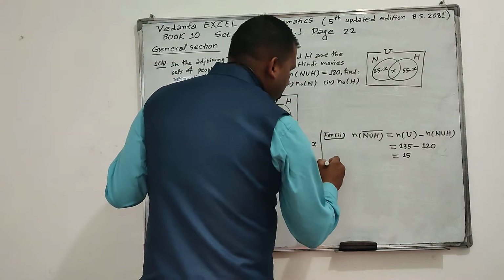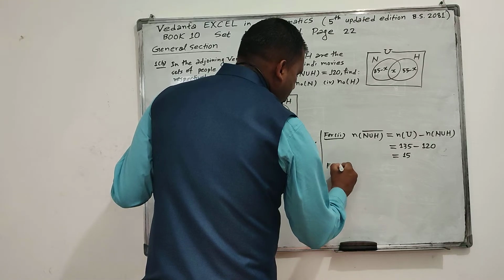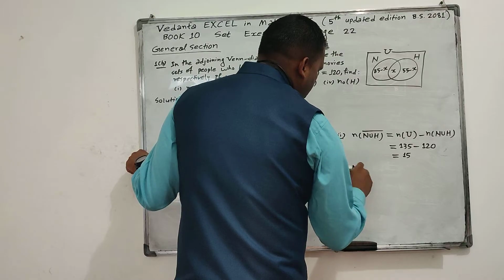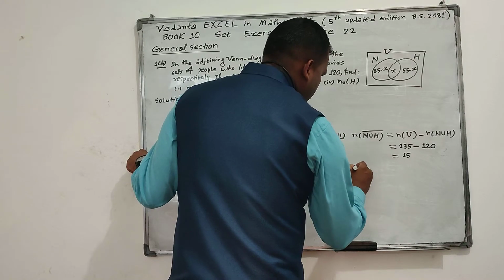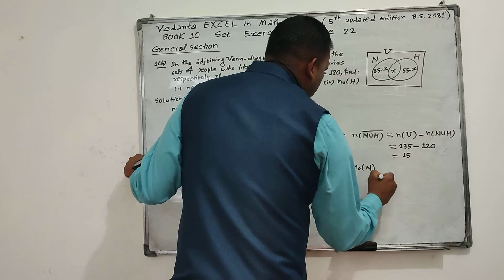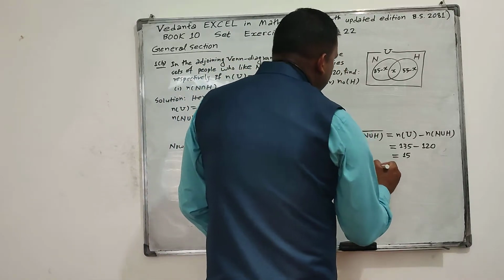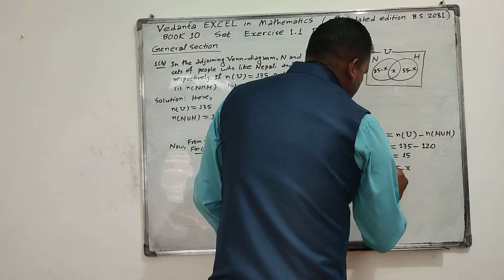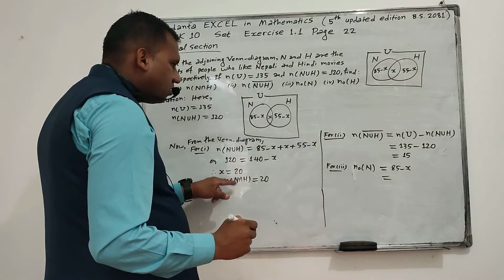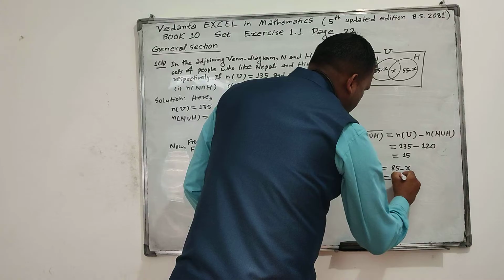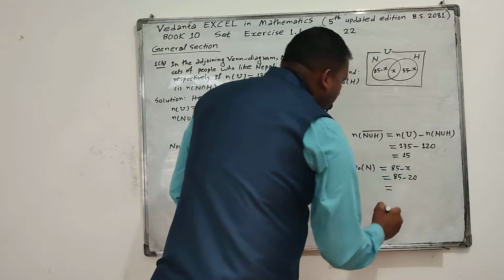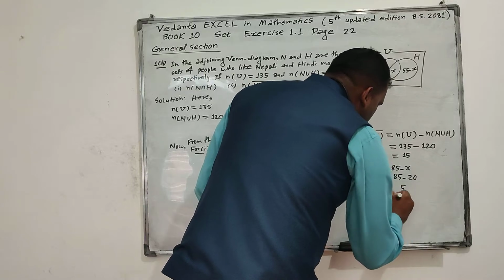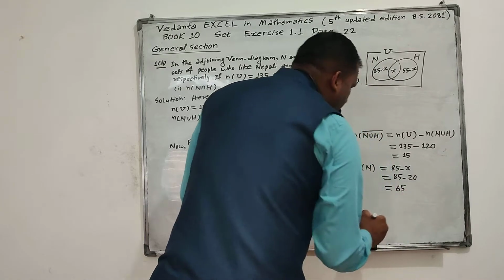For 3, n not n. You have to find n not n equal to, from the diagram, n not n is 85 minus x. We got the value of x is 20. So putting value of x 20, it becomes 85 minus 20. That is 5 minus 0, 5, 8 minus 2, 6, 65.